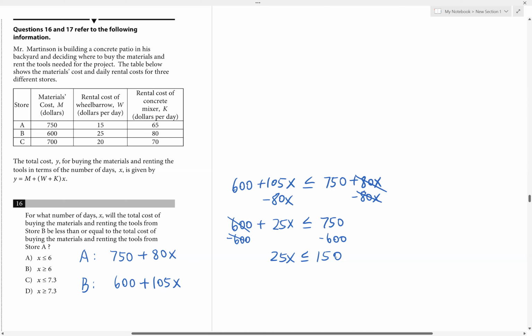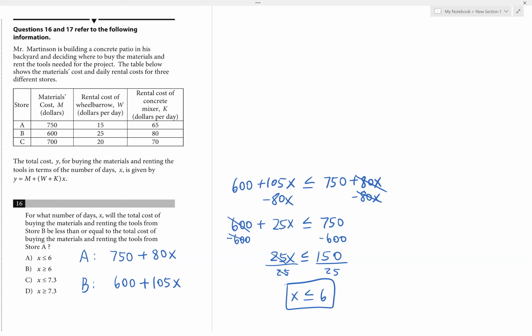Okay, and lastly, to solve for X, we're dividing by 25 on both sides. Since we're just dividing by positive 25, the inequality sign will stay the same. And we get 150 divided by 25, and that should give us 6. Okay, so X is less than or equal to 6, and that should be our answer. So the number of days is 6 days or less. The cost in store B will be less than the cost in store A. Okay, so our answer should be letter A for question 16.